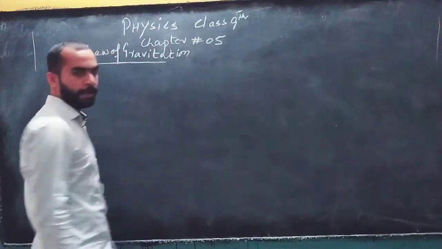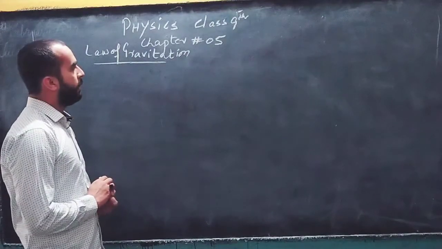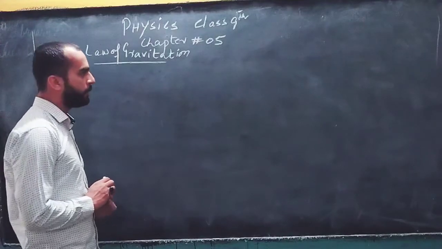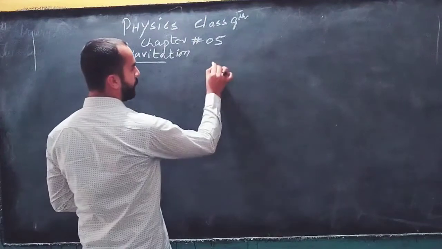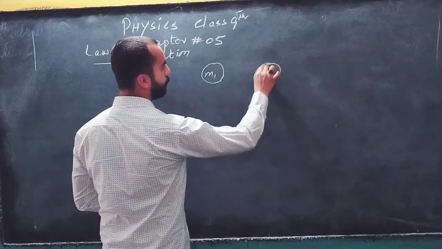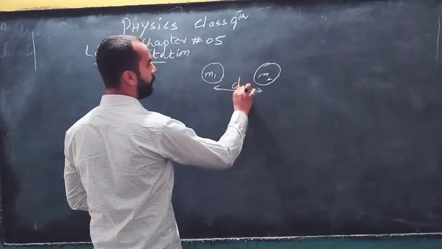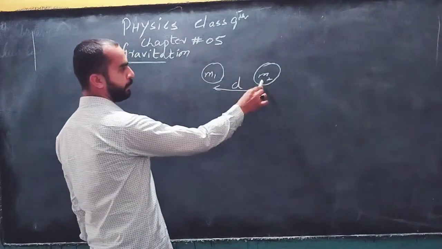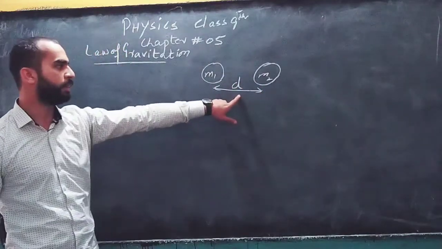There is a little bit of change that I am using a blackboard instead of a whiteboard because now I am in my old school. The law of gravitation is about the force of attraction between two bodies which are lying in different zones of the universe. Let me suppose that there are two bodies. The first one is called m1 and the second one is called m2, and the distance between these two bodies is called d. Then Newton says that the force of attraction between these two bodies is directly proportional to the product of the masses and inversely proportional to the square of distance between them.